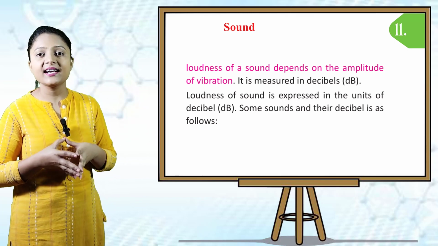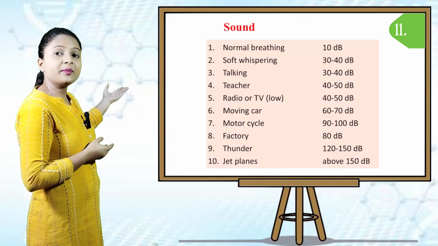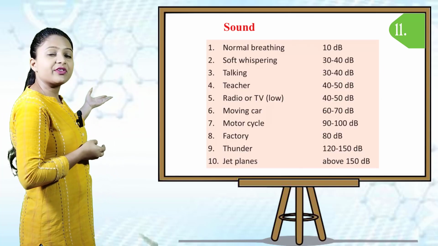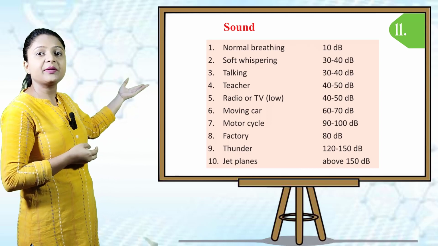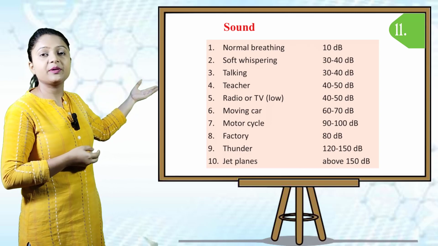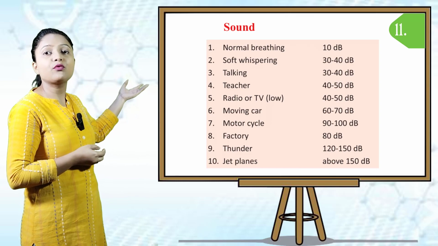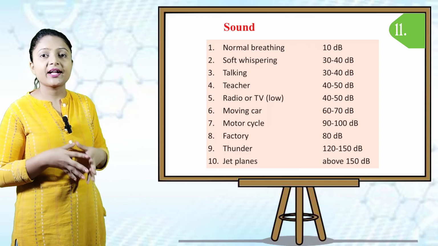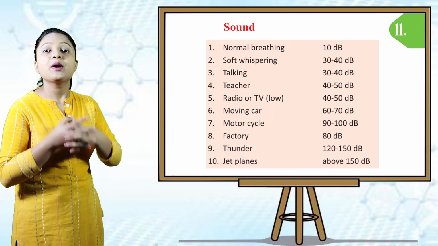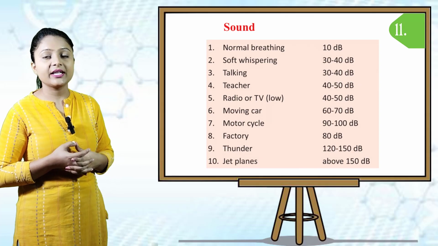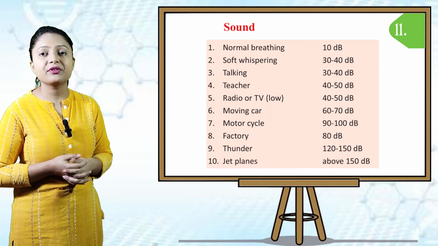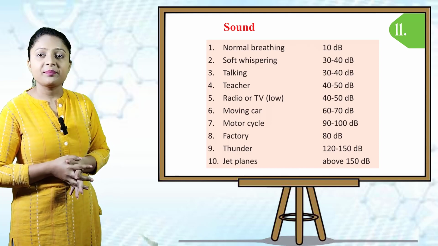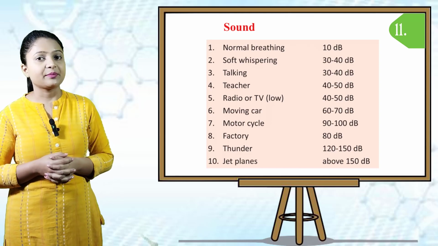Some sounds and their decibel is as follows. Normal breathing 10 dB, soft whispering 30 to 40 dB, talking 30 to 40 dB, teacher 40 to 50 dB, radio or TV low 40 to 50 dB, moving car 60 to 70 dB, motorcycle 90 to 100 dB, factory 80 dB, thunder 125 to 150 decibel, 10 jet planes above 150 decibel.